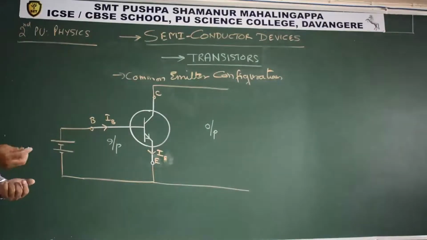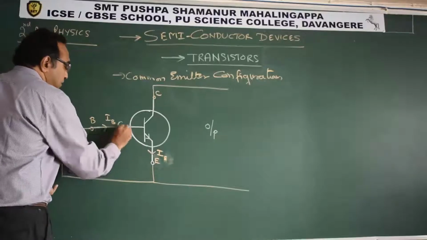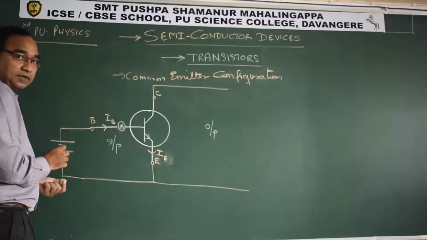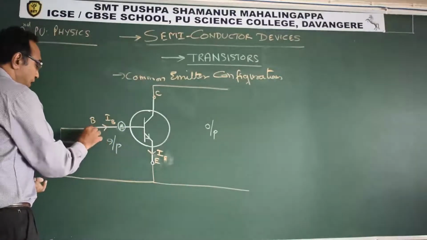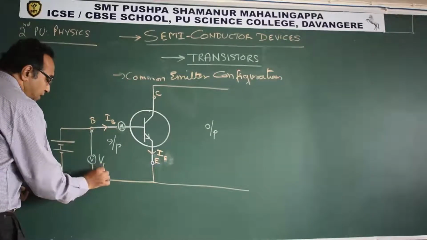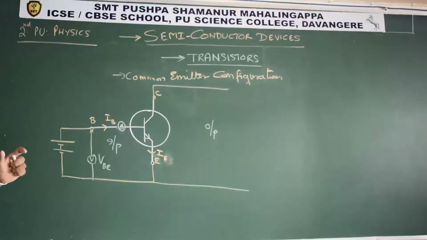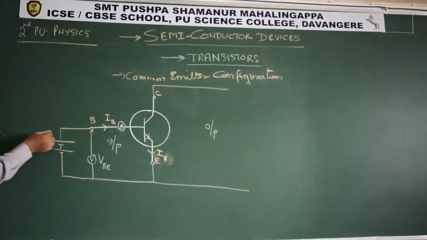So, how will you measure the currents? Remember, we will place an ammeter. It will measure IB. And here I will connect a voltmeter. What will it measure? VBE. Done, there's the input circuit. Where will you feed input? This is a 2 input device. This is exactly how we were drawing.